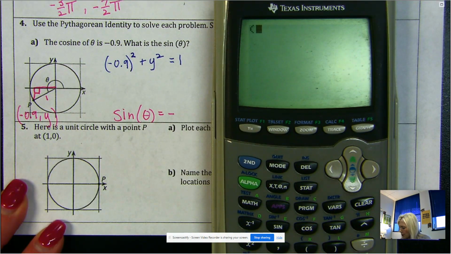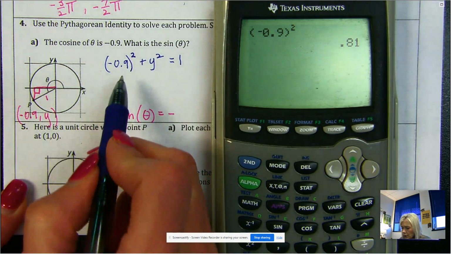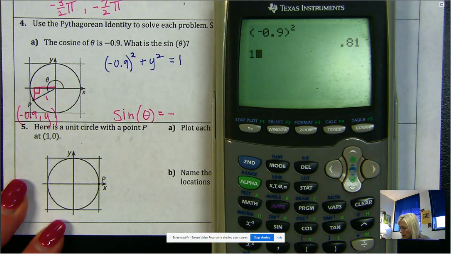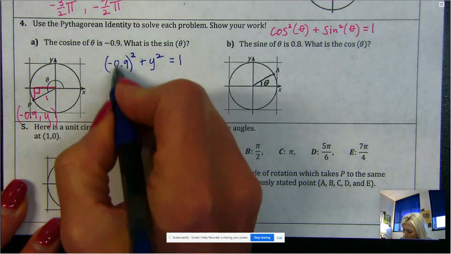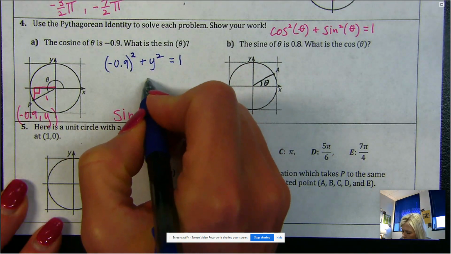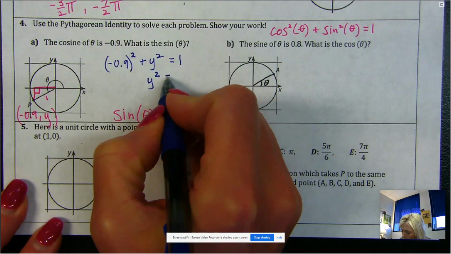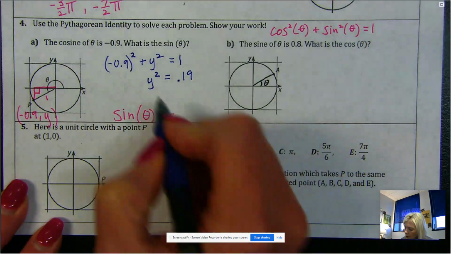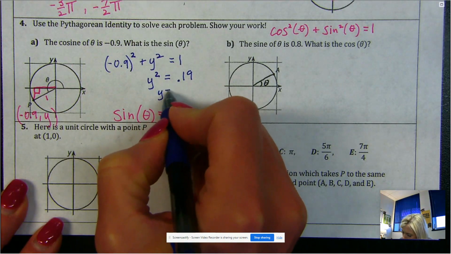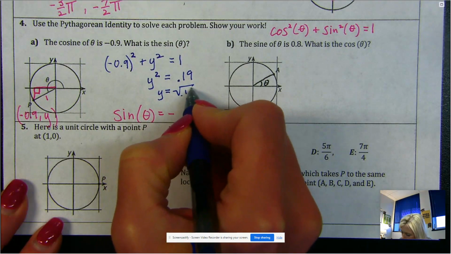Okay, so negative 0.9 squared is 0.81. So I know this is 0.81, so I'm going to take it away from the 1 to get y squared by itself. 1 minus 0.81 gives me 0.19, okay? So I'm at the point where I know y squared is equal to 0.19. That tells me that y is the square root of 0.19.